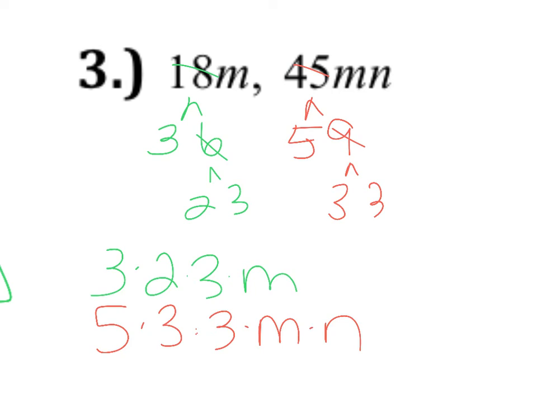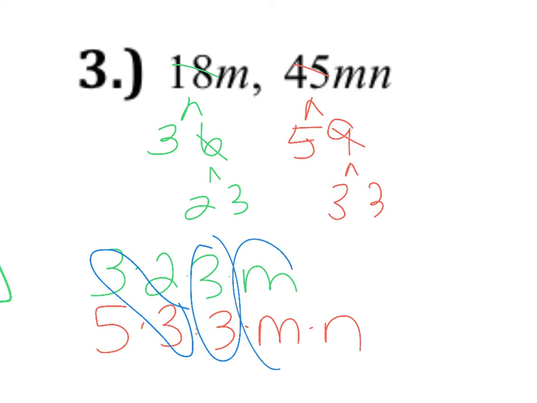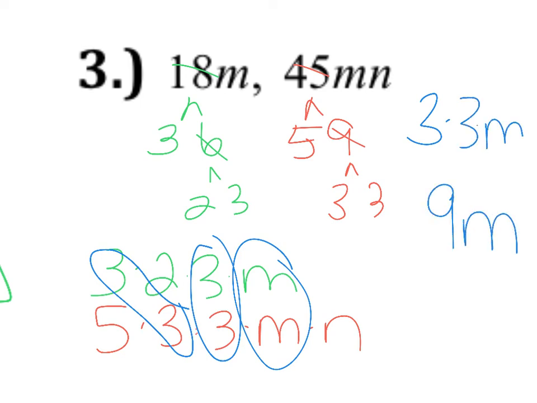All right, now looking to see what they have in common. They have a 3, they have a 3, and they have an M. So 3 times 3 times M will give us 9M. So the GCF for these two is 9M. They both can be divided by 9. That's the largest number that can go into both of them. And they both have an M in common.